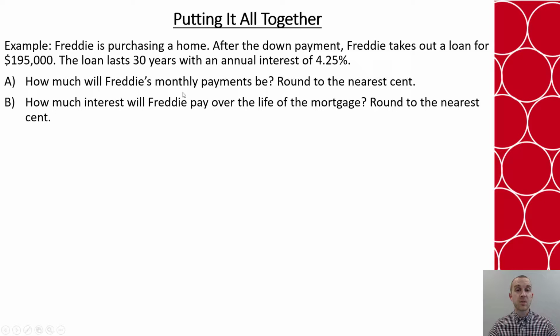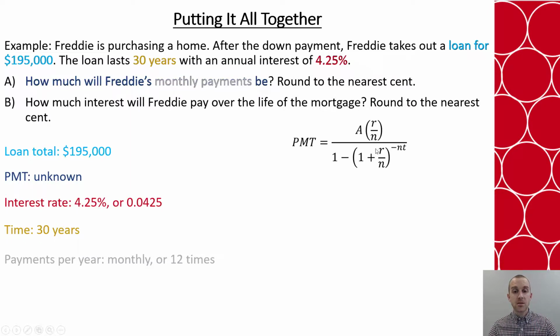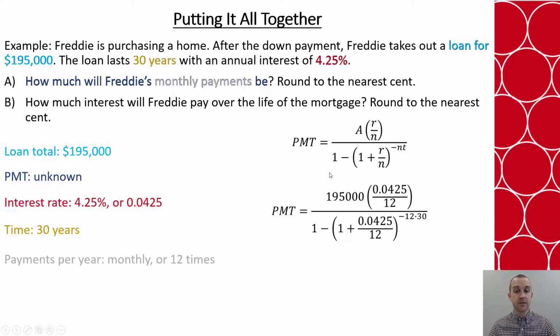So let's start with the monthly payments. We need the actual initial amount. In this case, we're trying to determine how much will be the monthly payment, so we don't know that. Next, we've got our interest rate of 4.25, so we write that as a decimal. We know that the time is going to be 30 years, and these are being paid monthly, which means 12 times a year. We go back to our payment formula and substitute in all the values we have.